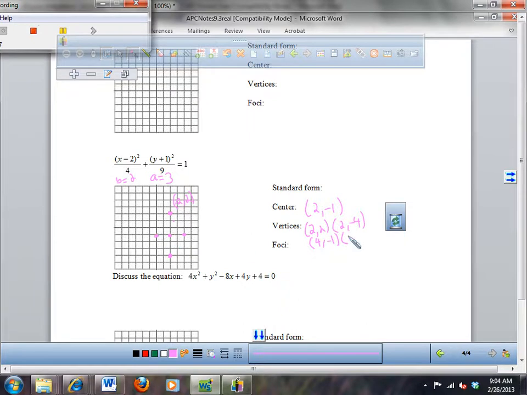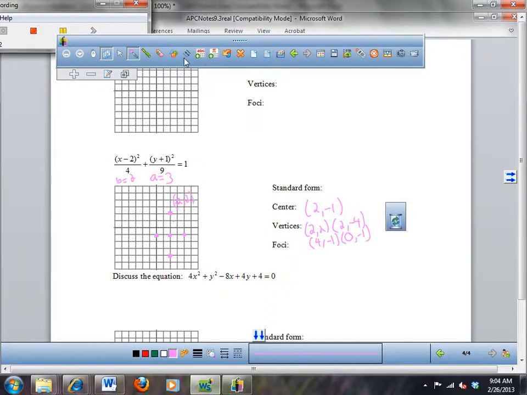Wouldn't it put me at 0, negative 1? Yes, 0, negative 1, I'm sorry, just seeing if you guys are awake here, okay? And then, using my special ellipse drawing tool, I can start here and draw that in there.